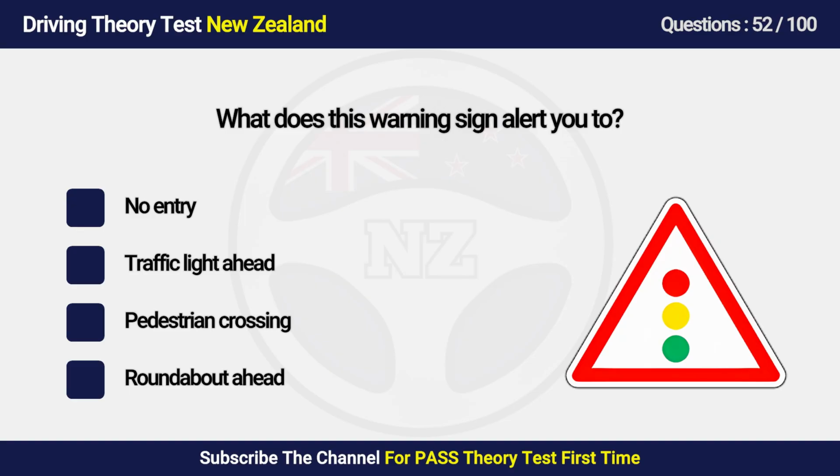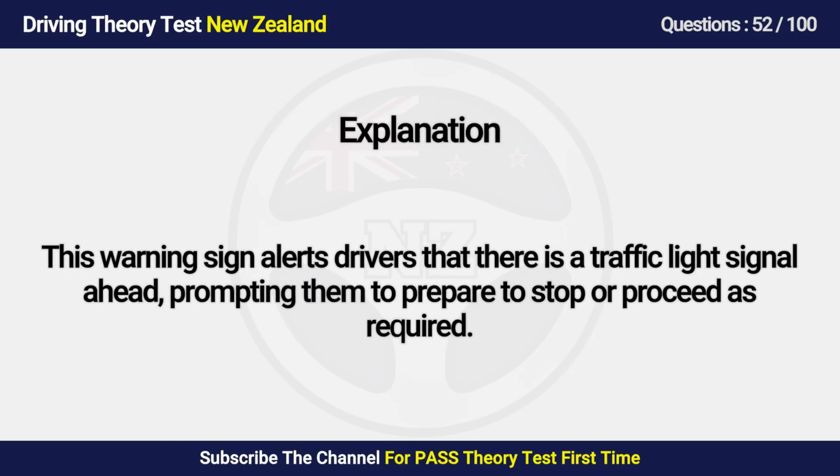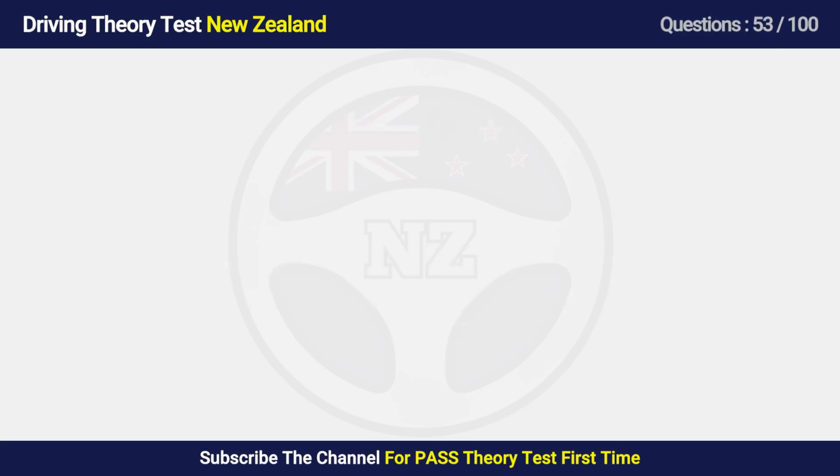A. No entry. B. Traffic light ahead. C. Pedestrian crossing. D. Roundabout ahead. Answers is B. Traffic light ahead. This warning sign alerts drivers that there is a traffic light signal ahead, prompting them to prepare to stop or proceed as required. Question 53.